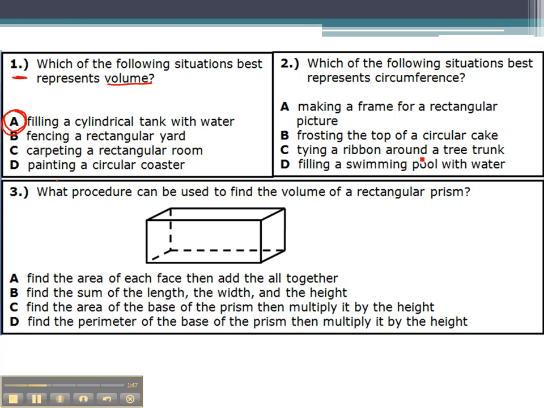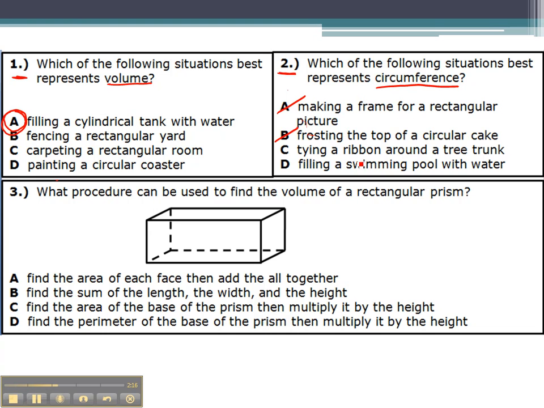Number two asks us which of the following situations best represents circumference. And remember, circumference is the distance around a circle. So if we were making a frame for a rectangular picture, that would be perimeter of a rectangle. If we were frosting the top of a circular cake, we are talking about a circle in this case, but if we're frosting the top of the cake, then we're talking about area, because you'd be talking about how much frosting it would take to cover that circle.